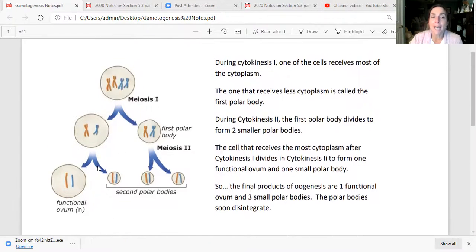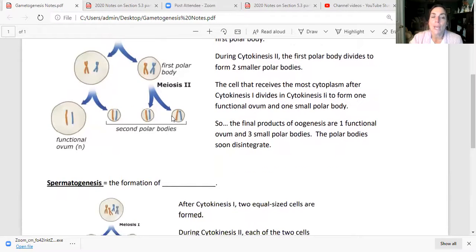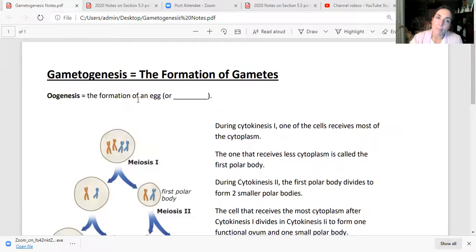The ovum has to have a lot of cytoplasm because the sperm, when it fertilizes the egg, has almost no cytoplasm. For the zygote to have enough cytoplasm to live, basically, the fertilized egg has got to have a lot of cytoplasm from the ovum. Okay, now that's how we form eggs or ova.